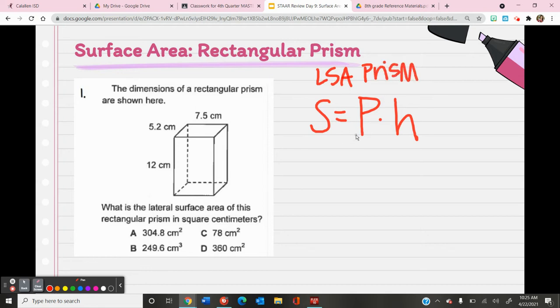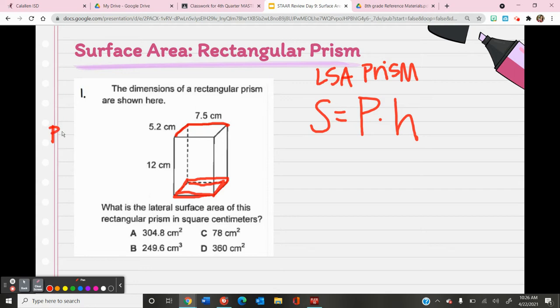Now, for starters, since I have to find the perimeter of my base, what side is my base? On a rectangular prism, the bottom is always your base. It's always your base shape. On the bottom, I do have a rectangle, so these two sides should be equal and these sides should be equal. Now, to get the dimensions, I'm going to have to look up top. So I see that this side is 7.5. And this side is 5.2.